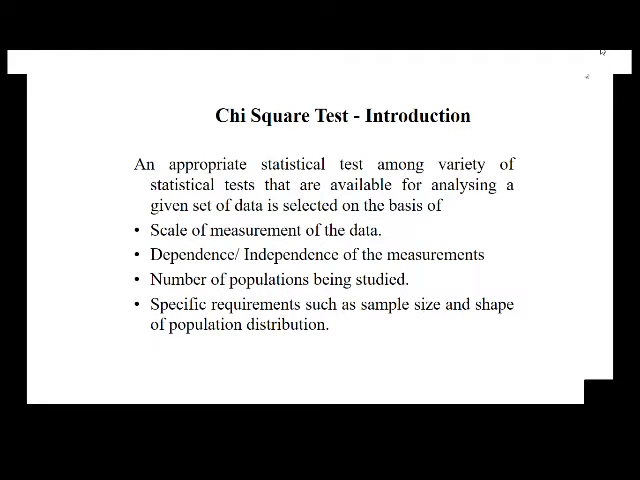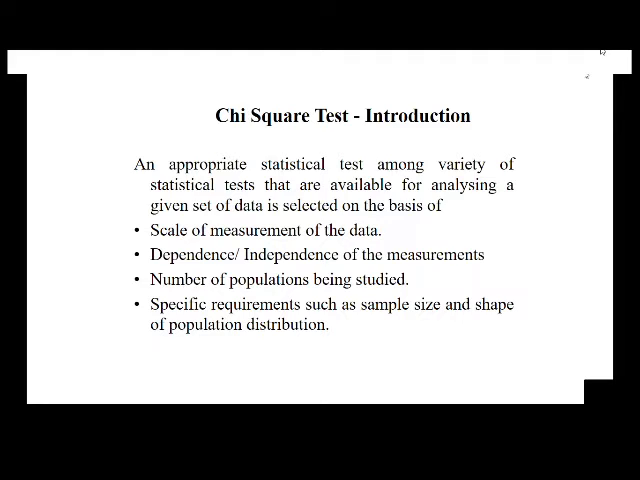Chi-square test introduction. An appropriate statistical test among the varieties of statistical tests available for analyzing a given set of data is selected on the basis of the scale of measurement of the data, dependence and independence of the measurement, number of populations being studied, and specific requirements such as sample size and shape of population distribution. The chi-square test is one of the simplest and most widely used non-parametric tests in statistical work. It is symbolized as x square.